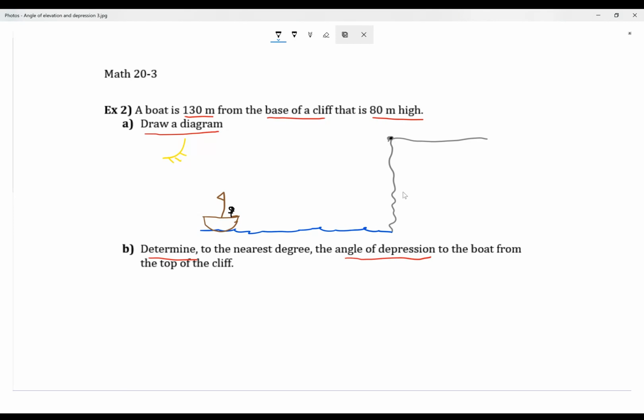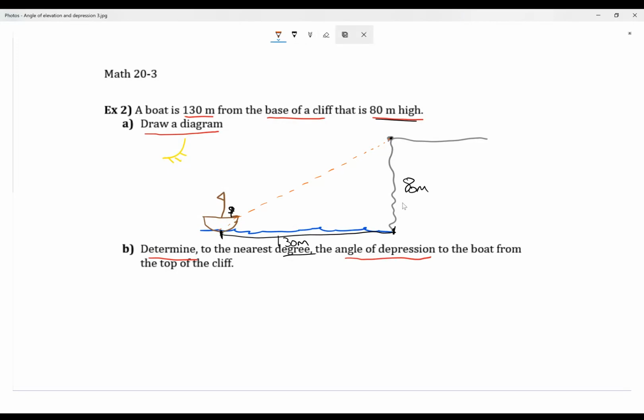We've drawn the diagram. We know that the cliff itself is 80 meters high. That's what the question says. The boat is 130 meters from the base of the cliff, so we'll say from the middle of the boat to the base of the cliff, that's 130 meters. After we've drawn the diagram, it wants us to determine, to the nearest degree, the angle of depression to the boat from the top of the cliff. So from the top of the cliff to the boat right here, it wants the angle of depression.